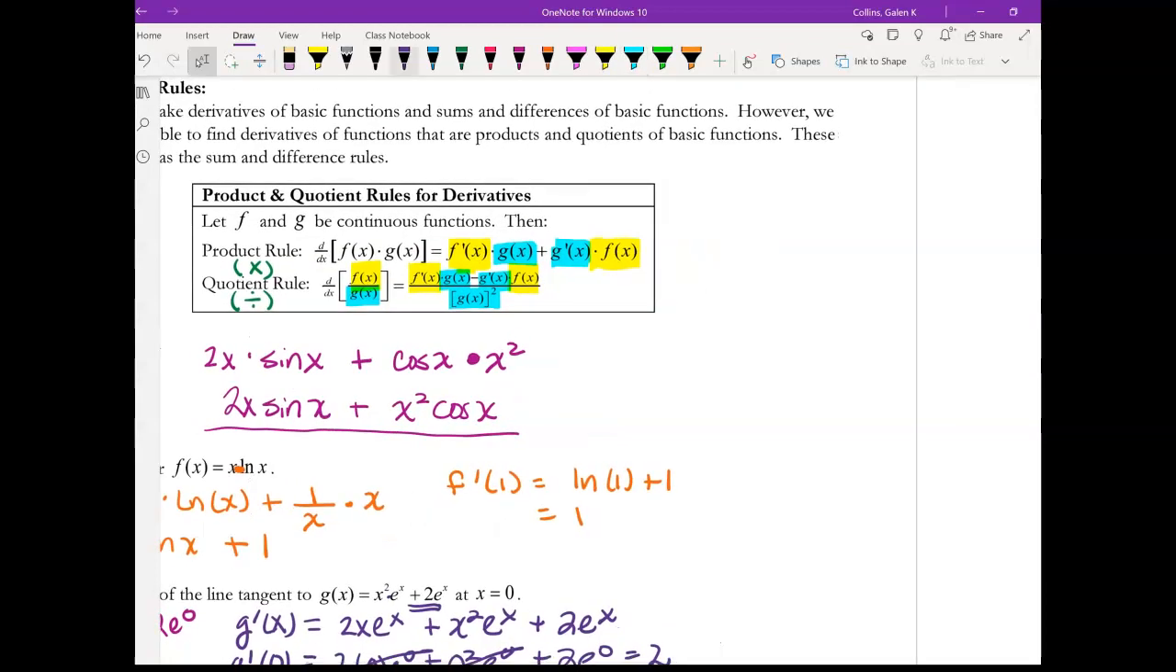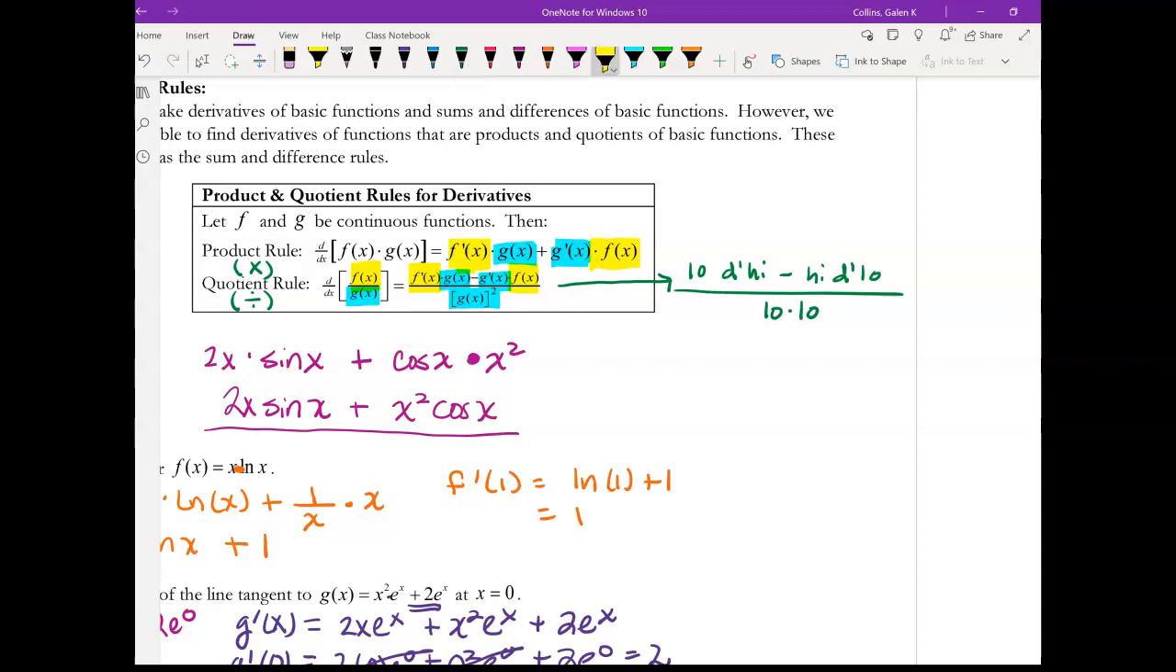So there's a stupid little saying that we can get stuck in our heads to help us remember this. And the saying is: low d high minus high d low over low low.